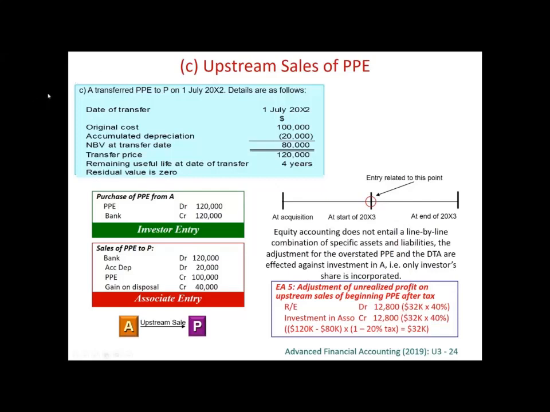But this is a share of profit last year, because the disposal is on last year, right? Therefore, instead of debiting share of profit, we debit retained earnings. Understand? Right? So this debit retained earnings actually is a debit of the share of profit because of the gain on disposal last year.